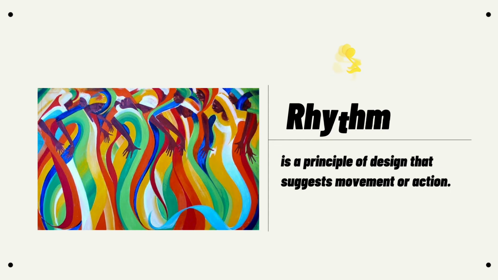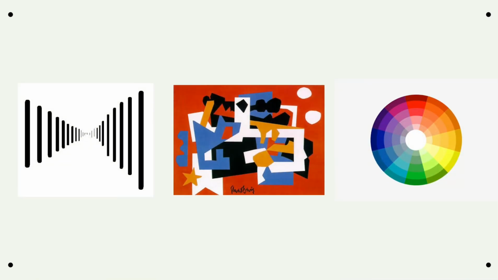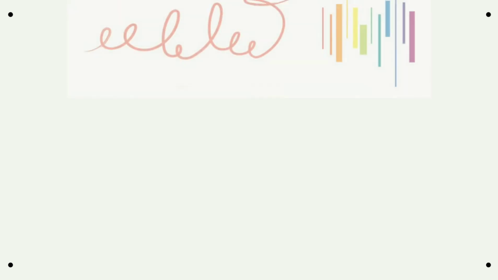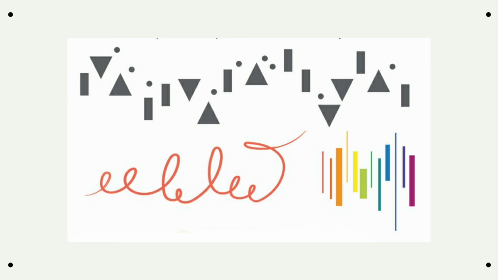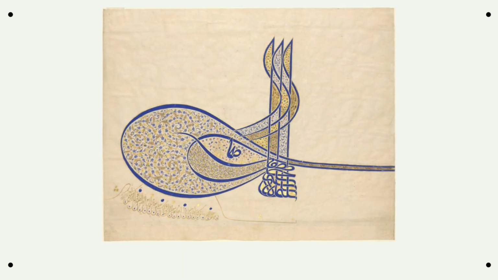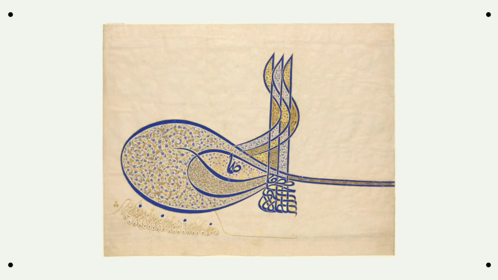Rhythm is a principle of design that suggests movement or action. Rhythm is usually achieved through repetition of lines, shapes, colors, and more. It creates a visual tempo in artworks and provides a path for the viewer's eye to follow. In this rhythm example, the artist uses pattern, repetition of line, and contrast between curved and straight lines to create rhythm in art. In this example, the painter repeats shape, color, and line to bounce the viewer's eyes around the artwork.